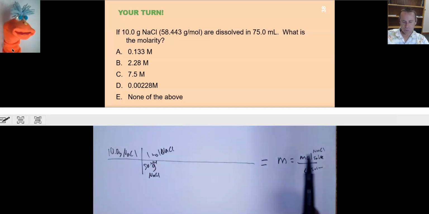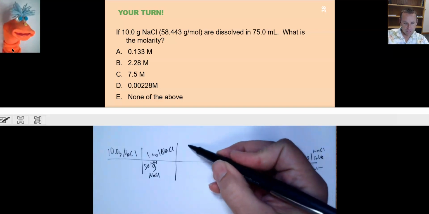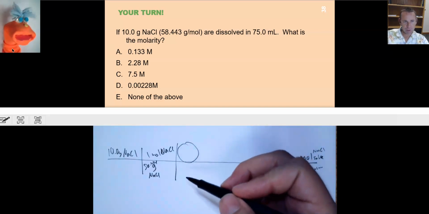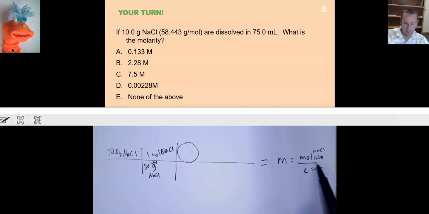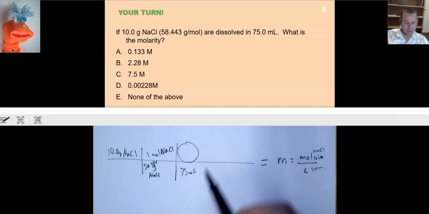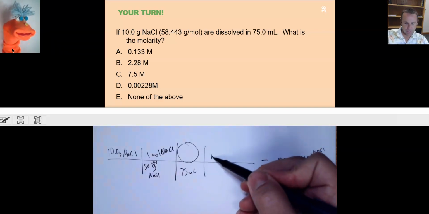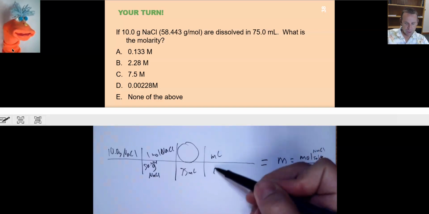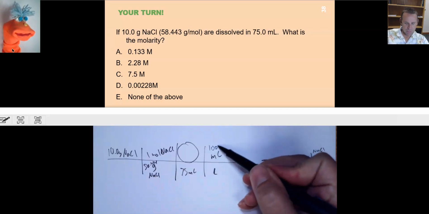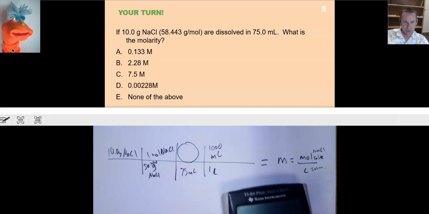All right, so now we're in moles of sodium chloride, and now we just need what? Liters of solution down below, so that's 75 milliliters. Do I have to have something up here? No, you just want it down below. 75 milliliters. Those aren't liters, are they? No, but you can convert them. I can go from milliliters to liters. There are 1,000 milliliters for every 1 liter, right? Yeah, that's right.